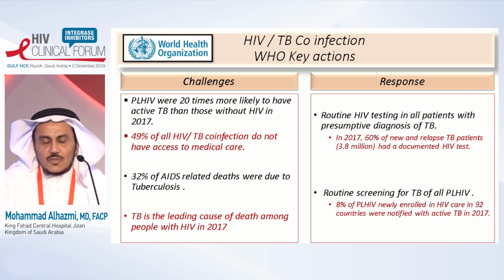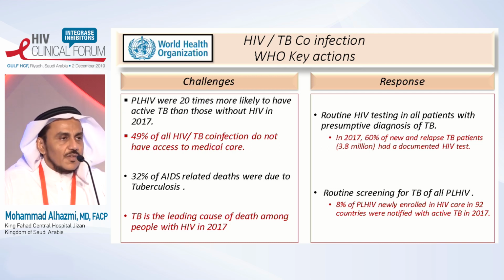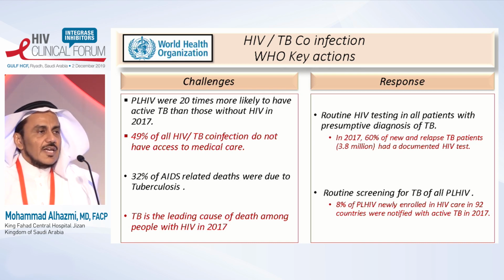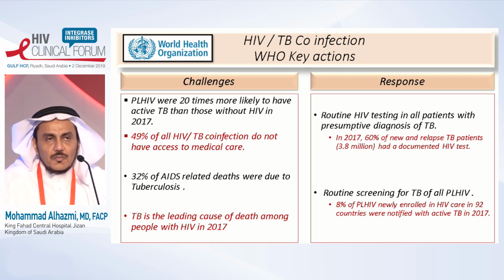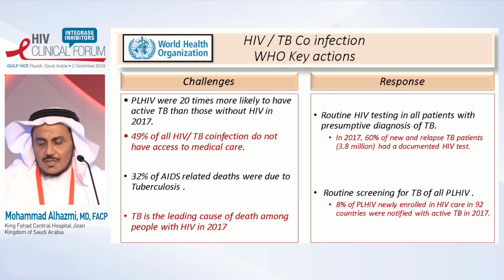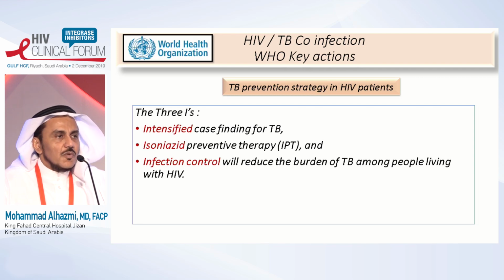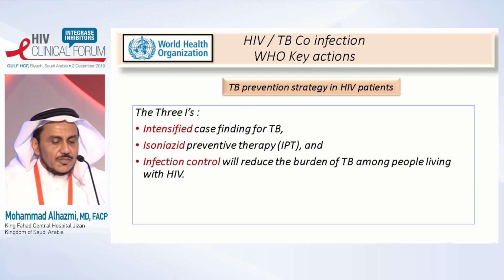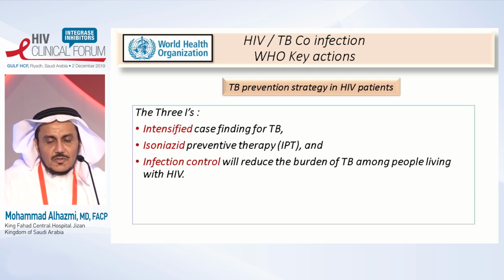What about routine testing for TB in all our HIV patients? Again, the test here is difficult. It's not as easy as HIV tests in TB patients, but 8% of the patients living with HIV were detected to have tuberculosis in 2017 among 92 countries. So what was the action? It's very simple, the 3 I's: intensify case finding for tuberculosis among HIV patients, treat them with isoniazid, and do infection control.